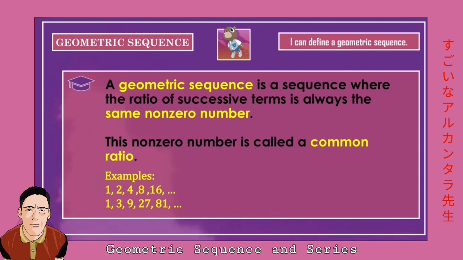Now you might be wondering, why are we using the word ratio? To put this into perspective, we can have examples like 1, 2, 4, 8, 16, and 1, 3, 9, 27, 81. As you can notice for the first example, the pattern is that you multiply by 2 to get the next term. In the second example, you multiply by 3. Those are positive integers, whole numbers. And in the geometric sequence concept, we can also have negative integers as a common ratio.